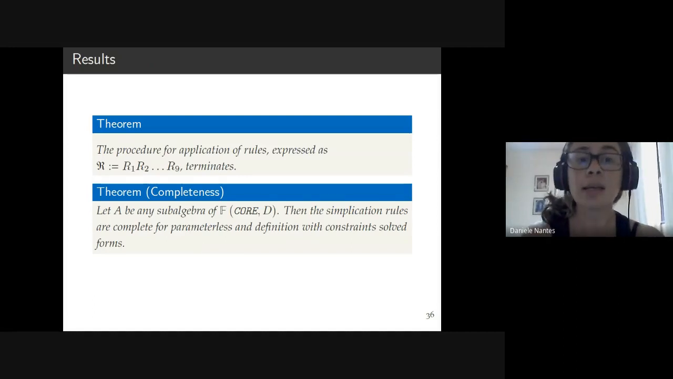If you are working in a ground nominal algebra, then the simplification rules are complete for parameterless and definition with constraints normal forms. What does it mean? That you can eliminate all the parameters, and if there is a solution, you're going to find a solution. And definition with constraints means that you can have the normal form as a conjunction of just equations that are irreducible, and freshness and not freshness constraints. So you are going to reach a point where you have only these forms and without parameters, and if there's a solution, you're going to find a solution. You can always reduce a problem to one of these shapes.